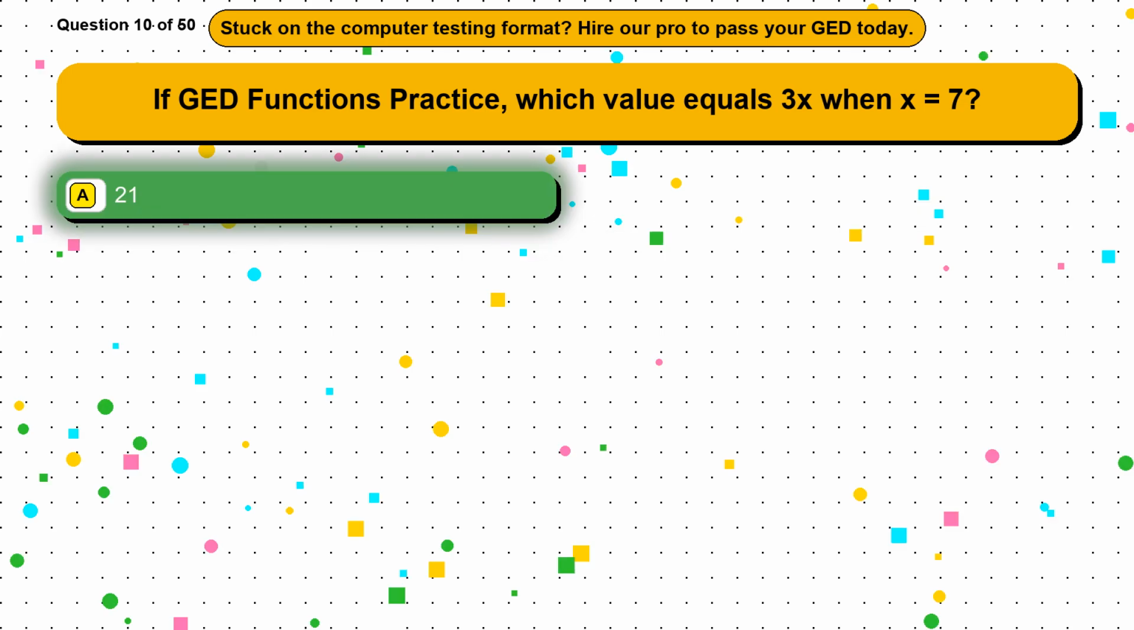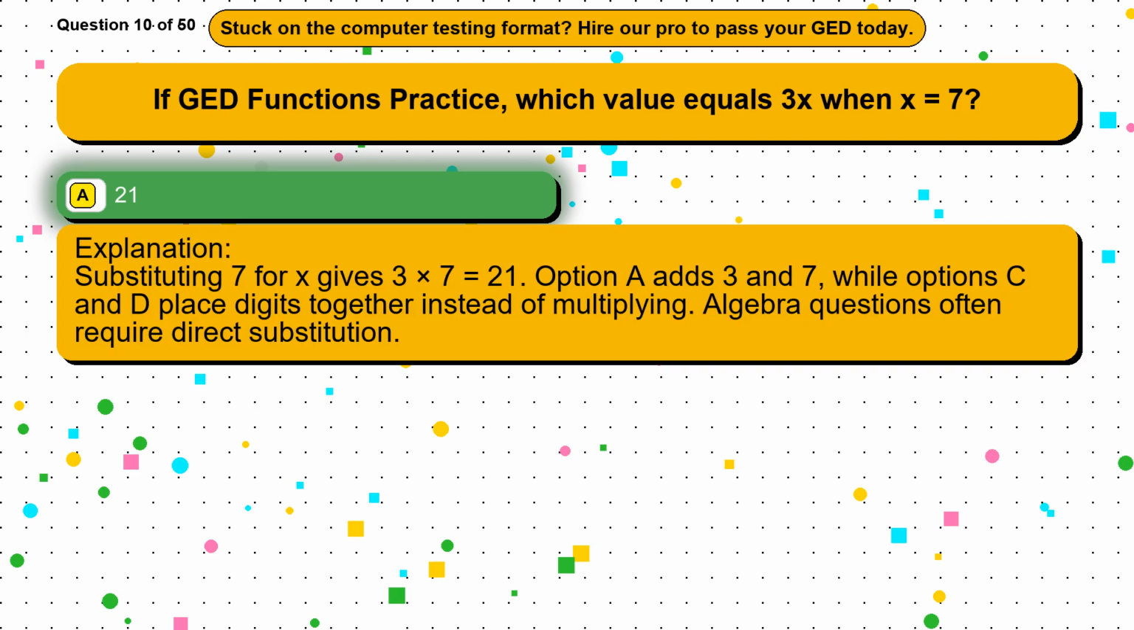The correct answer is option A. 21. Substituting 7 for x gives 3 times 7 equals 21. Option B puts the digits together, while option C and D do not multiply either. Algebra questions often require direct substitution.